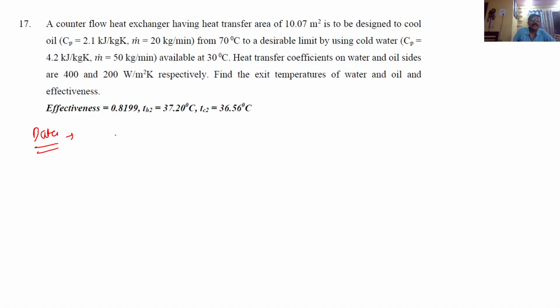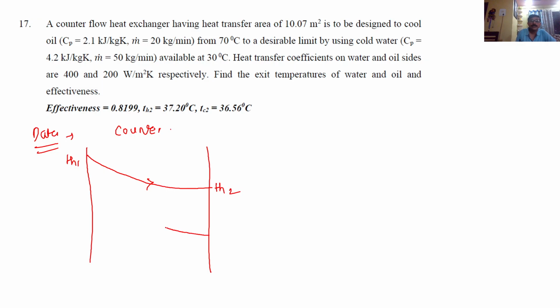A counter flow heat exchanger. So the type of heat exchanger is counter. I have identified it. Now I am going to draw the temperature profile diagram for counter flow heat exchanger. So this is hot fluid, TH1 and TH2. Now cold fluid is entering from the opposite side and its temperature increases. So TC1 to TC2. The difference between these two is theta 1 and the difference between these two is theta 2.